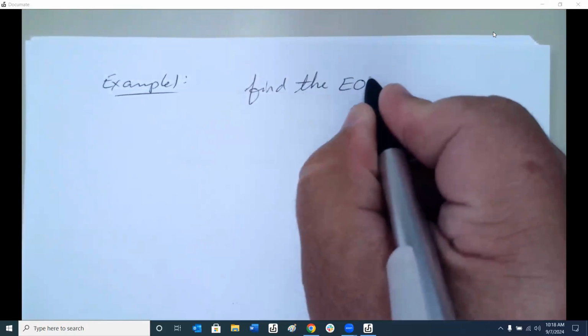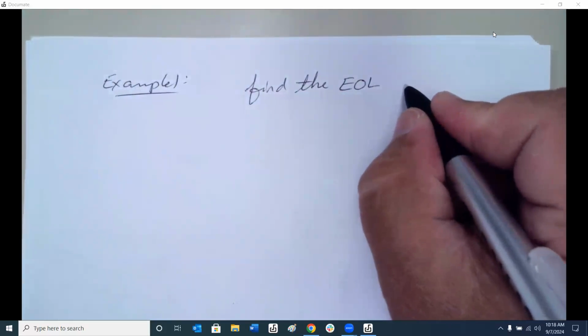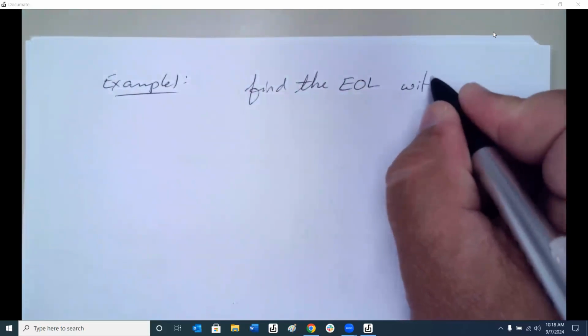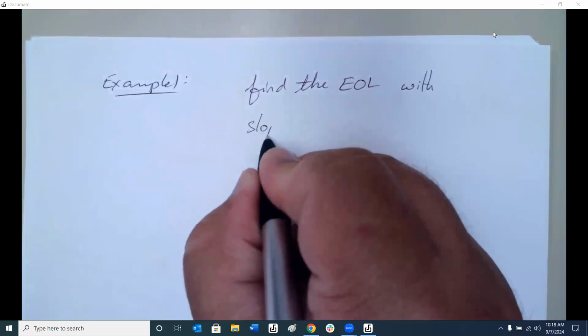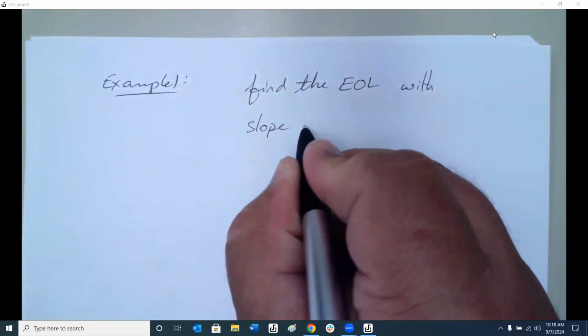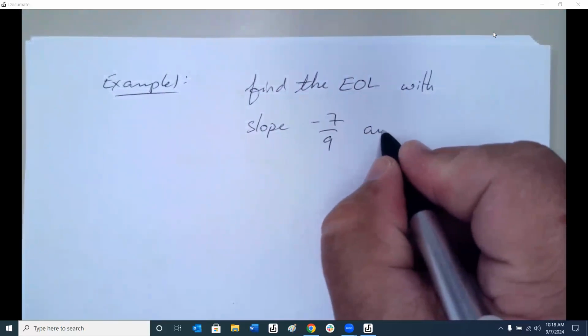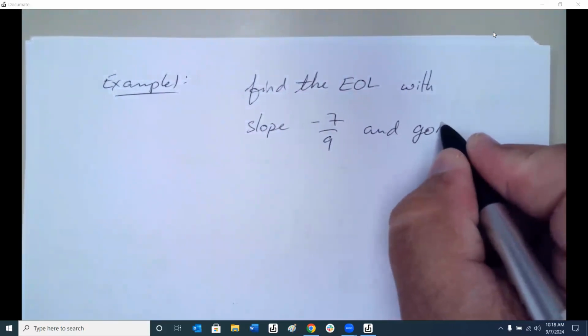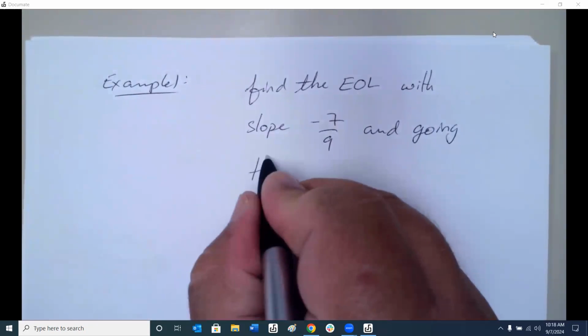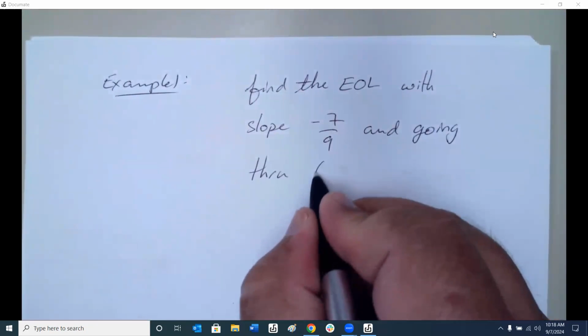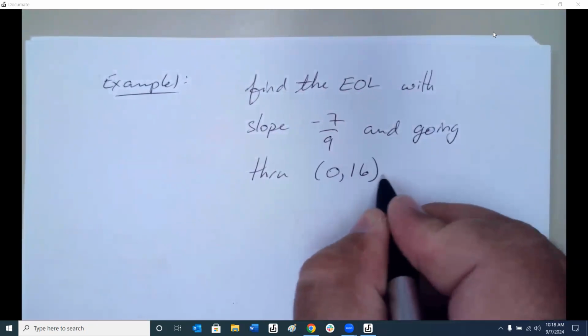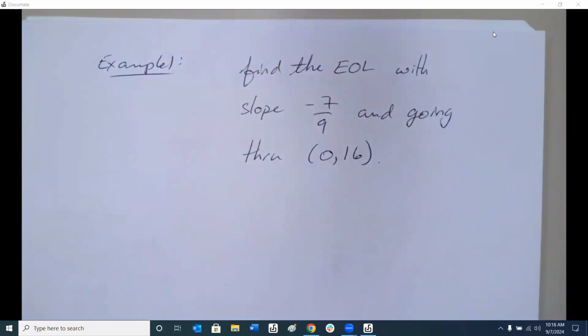Find the equation of the line with slope -7/9 and going through 0, 16. Well, work it out first. Work it out.